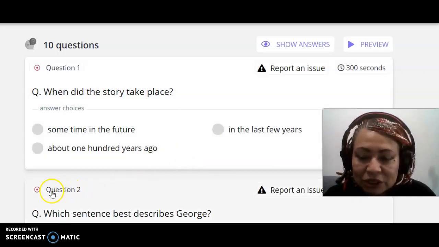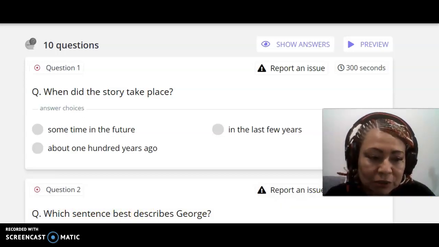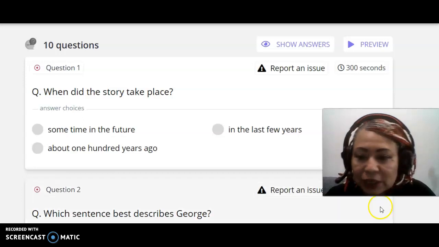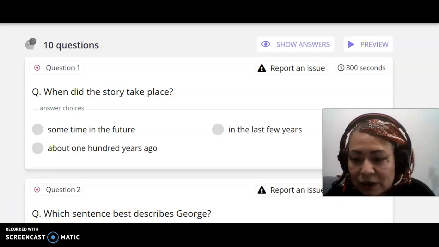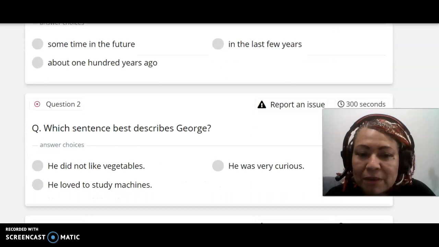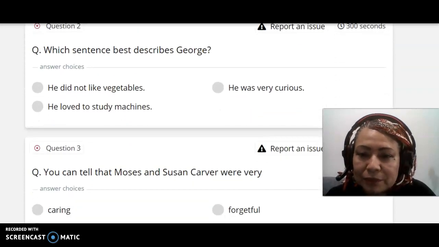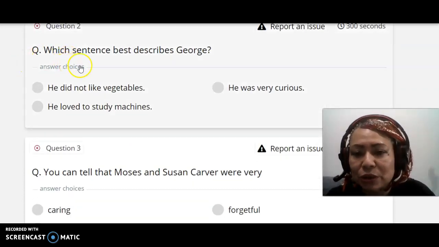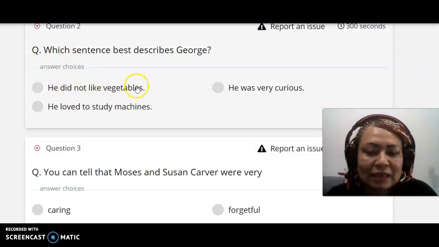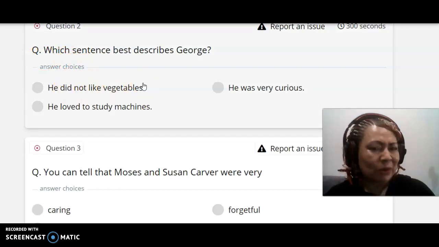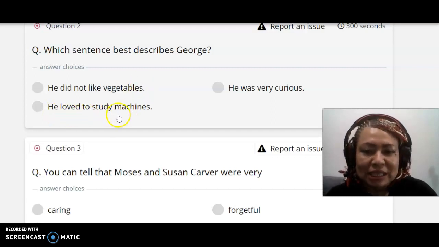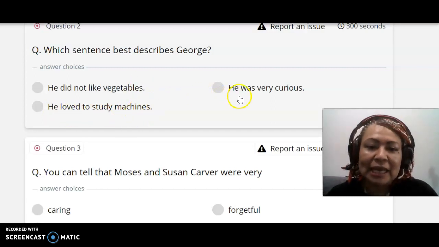Now let's take a look at question 2. It says, which sentence best describes George? Because we talk about George. So let's see what can we learn. What do we remember about George? Okay, so we're talking about George, right? He did not like vegetables. Is that important? Do we know about it? He loved to study machines and he was very curious.